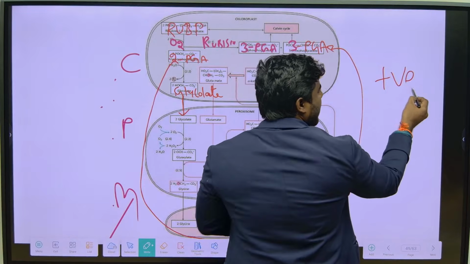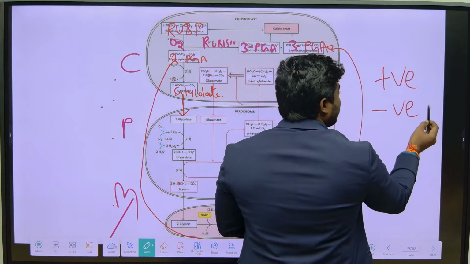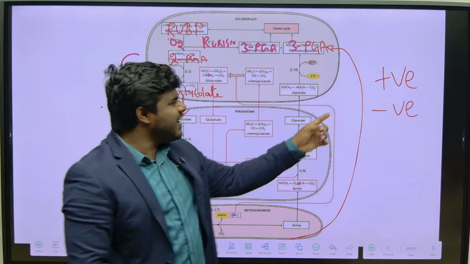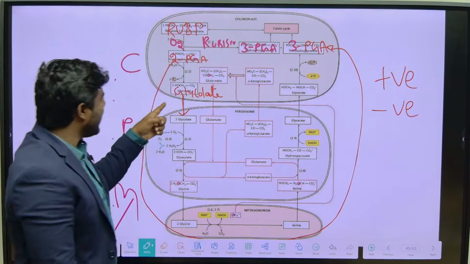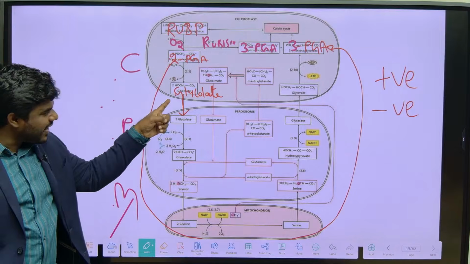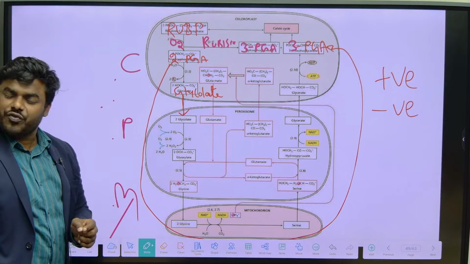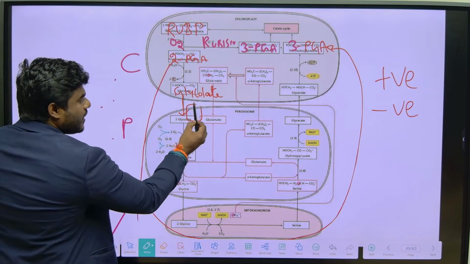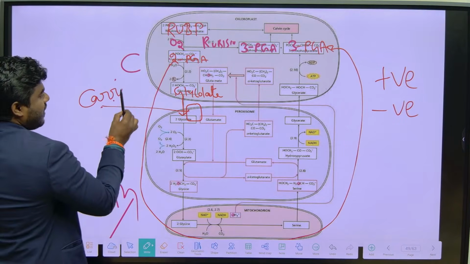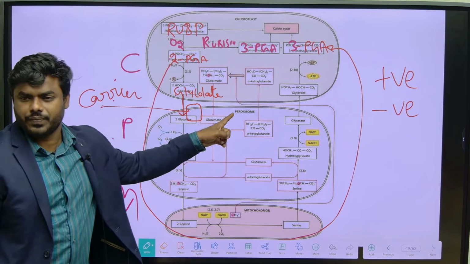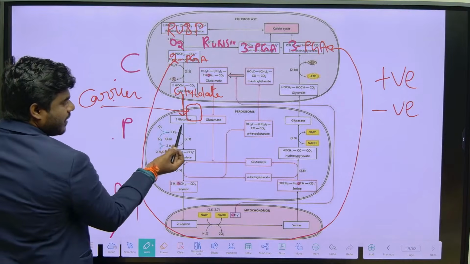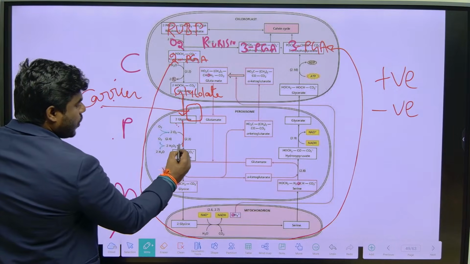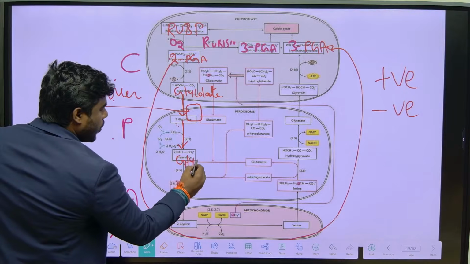Through the plasma membrane, neither positive charge nor negative charge can enter. Correct? The plasma membrane is made up of what? Lipids. Lipid never allows any positive and negative. What about the glycolate? It's a negative charge. Hence it cannot cross the membrane. Then definitely it requires a carrier. That's the exact statement: glycolate uses a specific carrier located on the peroxisome. Then where is glycolate entering? Into the peroxisome. The moment it enters the peroxisome, glycolate is converted into glyoxylate.